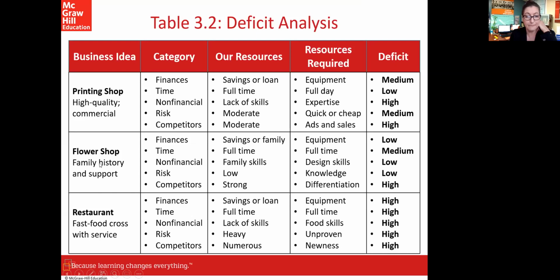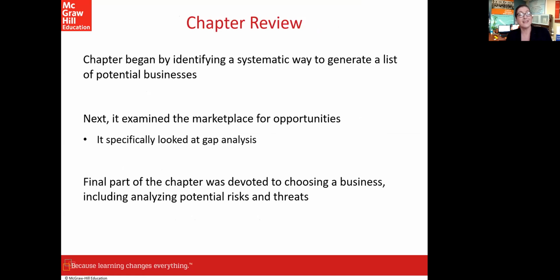For the restaurant idea, we need money and equipment that we don't have. We need skills in the food industry that are beyond where our focus has been previously. We do not have the level of risk tolerance that might be associated with this time and money investment. And because the competition is many and varied, that too means that we are operating with a high deficit. So in terms of our three business ideas, it seems the florist in a different geography is the way to go. Right, so that's the end of chapter 3.